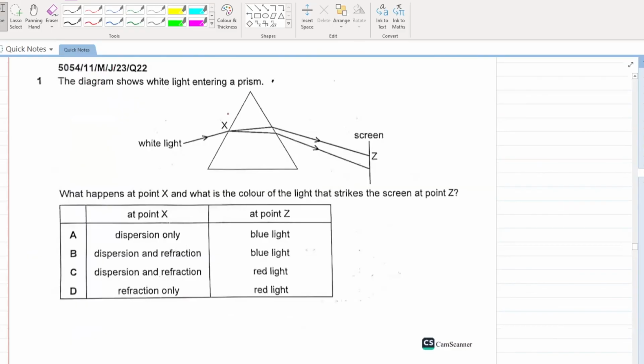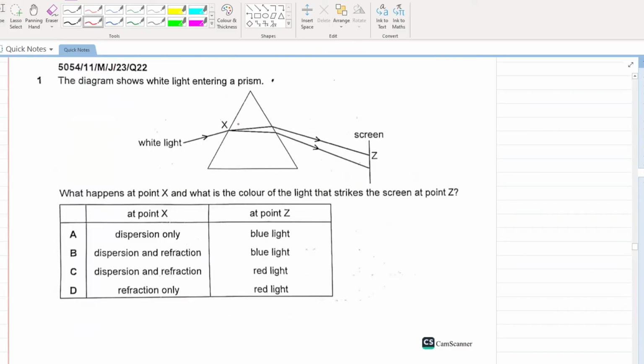Let's see this. The diagram shows white light entering a prism. What happens at point X and what is the color of the light that strikes the screen at point Z? So, what is happening at X? At X, dispersion and refraction is happening because light is splitting into its colors, and as you are going from air to glass, you are going from less dense to more dense material, so refraction is also happening. A and D get cancelled out.